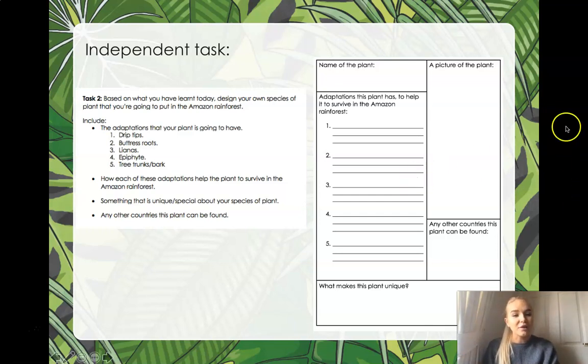So what I would like you to do is draw a picture of your plant. This has to be a plant that doesn't exist, but you can get inspiration from those plants we've looked at today. You have to name your plant. What's your plant going to be called?